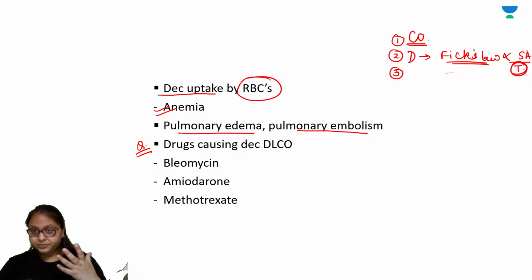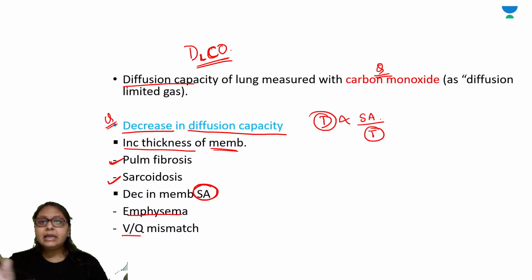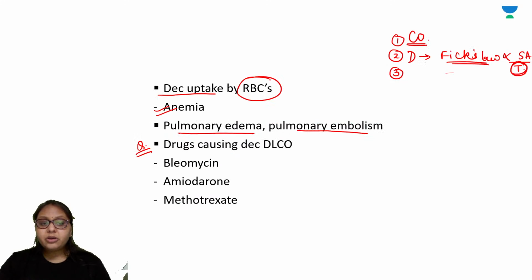So I told that the thickness of the membrane, more the thickness of the membrane, less will be the diffusion. So therefore, in case of pulmonary fibrosis, sarcoidosis, there is decrease in the diffusion capacity, and because of the decrease in the surface area, like in emphysema. Okay, there is decrease. Now, decrease in the uptake of the RBCs, anemia, that will also cause decrease in the diffusion capacity. Now, there are certain drugs. Please remember, taking a pharma के point of view से भी very important है.